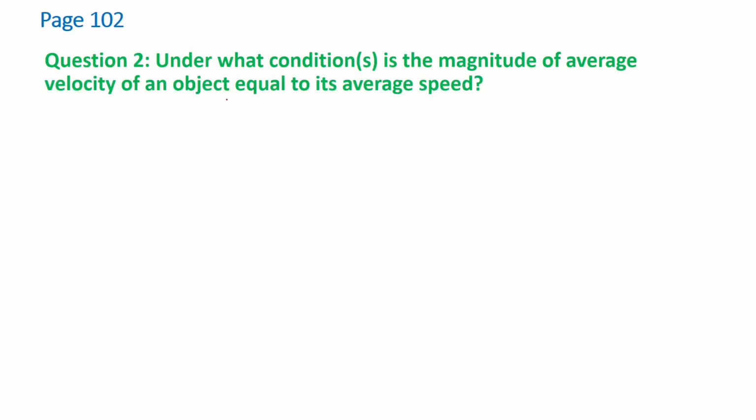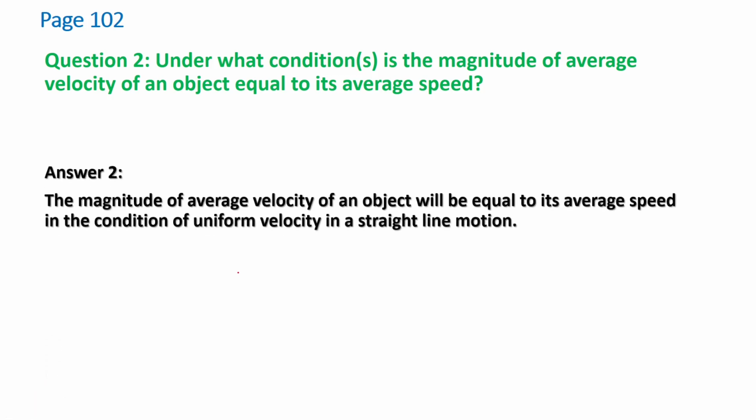Let's go to the next question. Under what conditions is the magnitude of average velocity of an object equal to average speed? So we know that when the object is moving in a straight line, at that time the average speed and average velocity will be the same, because speed is the distance upon time and velocity is the displacement upon time. The distance and displacement will be the same if the object is moving in a straight line. So in case of straight line motion, the average velocity and average speed will be equal.